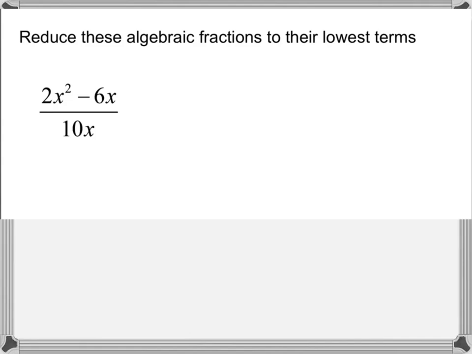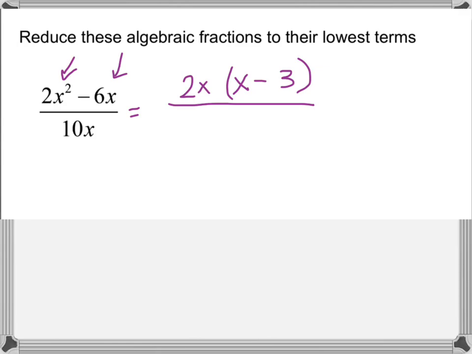Okay. The next one has a binomial on top and a monomial on the bottom. So if you recall, you want to factor the top. When you factor a binomial, you first ask if it's a difference of squares. In our case, it is not. So I factor the GCF from 2 and 6, which is 2, and the GCF between x squared and x is x. And I rewrite the remaining terms. I have an x inside minus 3. And on the bottom I have 10x. So I'm going to rewrite 10x as 2x times 5.